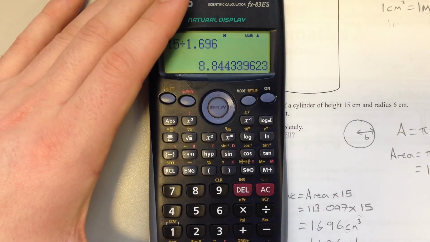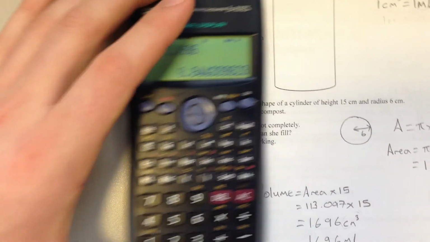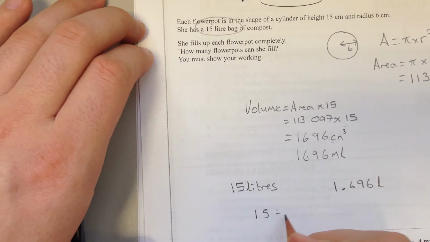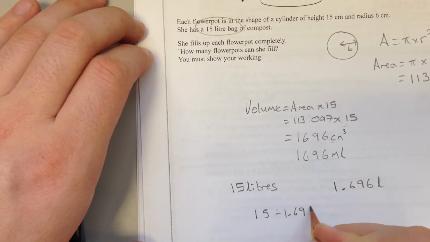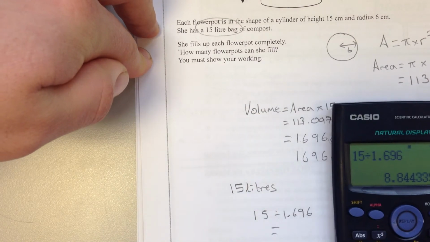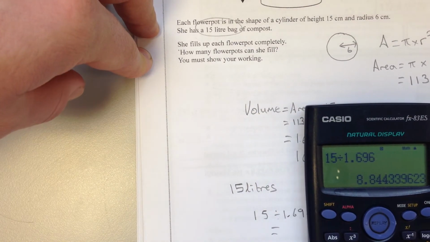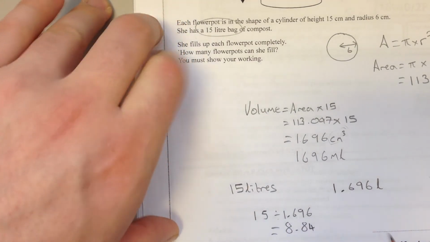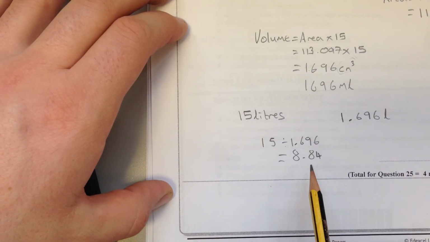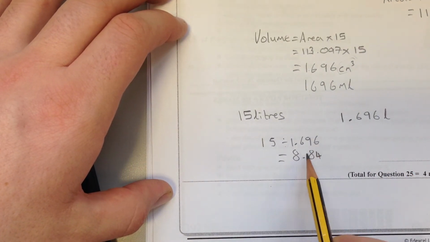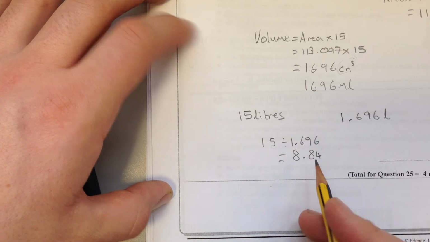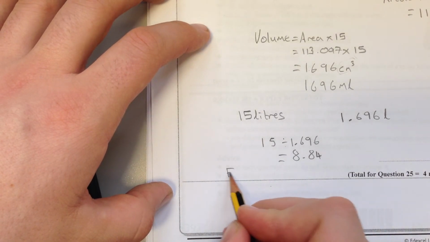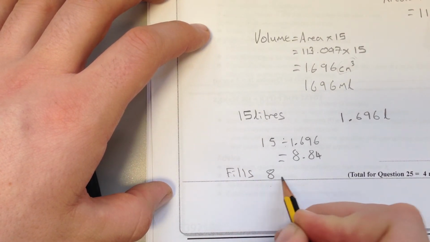which means she can fill 15 divided by 1.696 equals 8.84. That's how many flower pots she can fill. However, since that's a 0.84, that flower pot isn't going to be completely filled, so she can actually fill 8 flower pots.